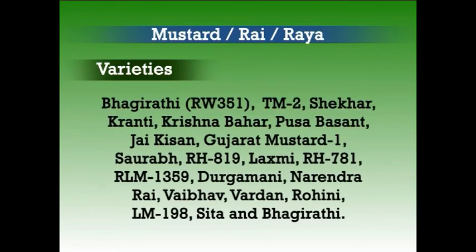The varieties under mustard or rai or raya are Bhagirathi, that is RW351, TM2, Shekhar, Kranti, Krishna Bahar, Pusa Basant, Jai Kisan, Gujarat Mustard 1, Saurabh, RH819, Lakshmi, RH781, RLM1359, Durga Mani, Narendra Rai, Vaibhav, Verdant, Rohini, LM198, Sita and Bhagirathi.